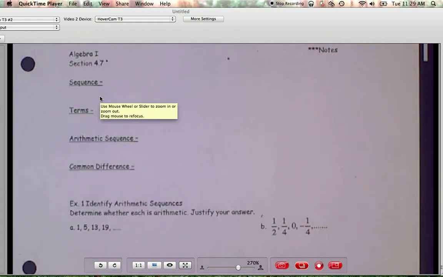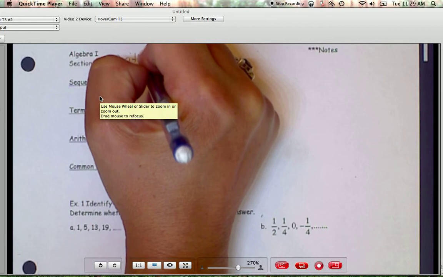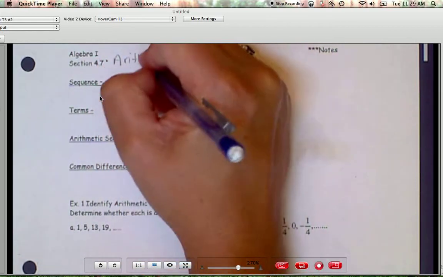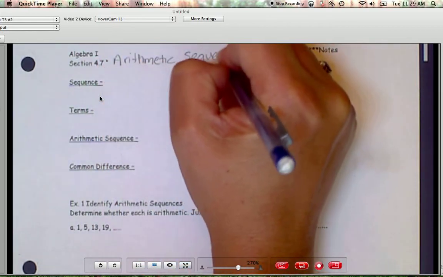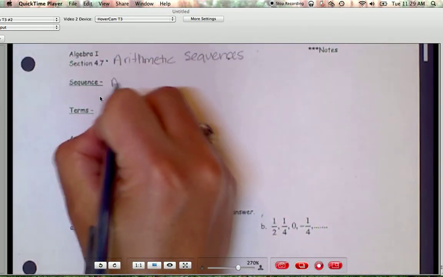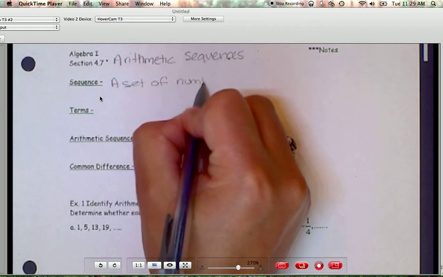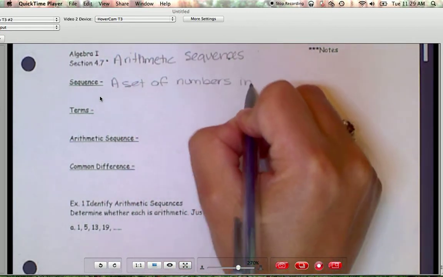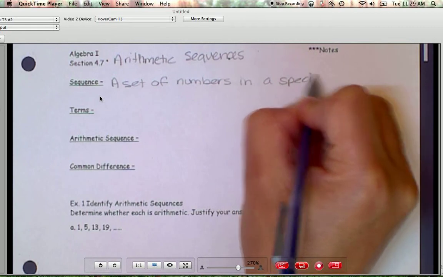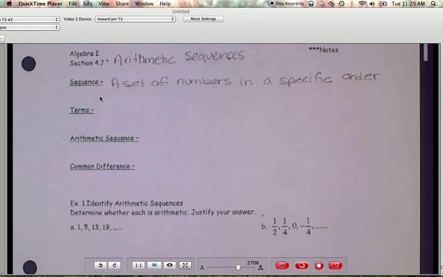The last section in this unit is section 4.7. The title is Arithmetic Sequences. Arithmetic sequences. And a sequence is just a set of numbers in a specific order. A set of numbers in a specific order.